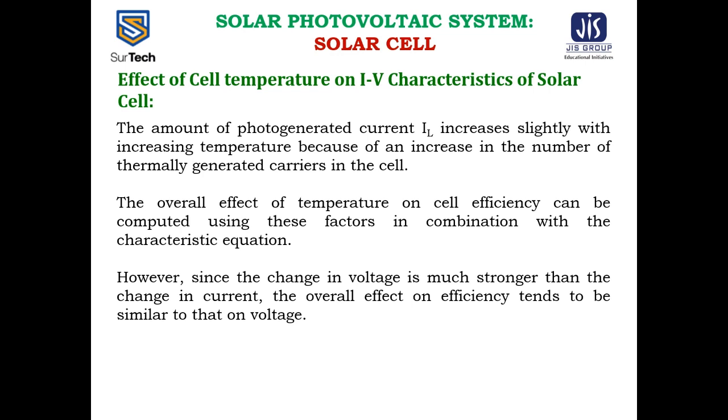The overall effect of the temperature on cell efficiency can be computed using these factors in combination with the characteristics equation. However, since the change in voltage is much stronger than the change in the current, the overall effect on efficiency tends to be similar to that on the voltage. Most crystalline silicon solar cells decline in efficiency by 0.50% per degree centigrade, and most amorphous cells decline by 0.15 to 0.25% per degree centigrade.